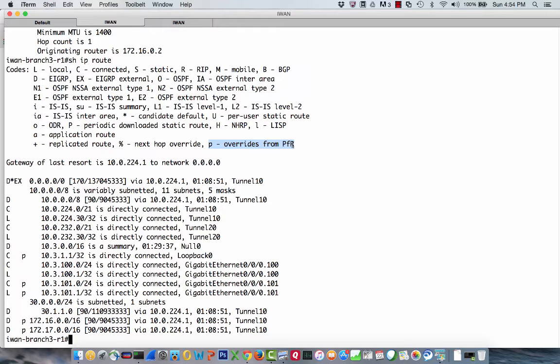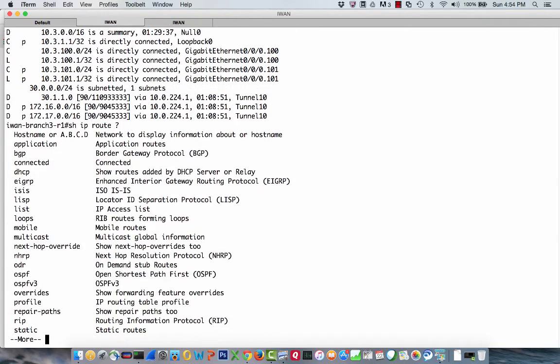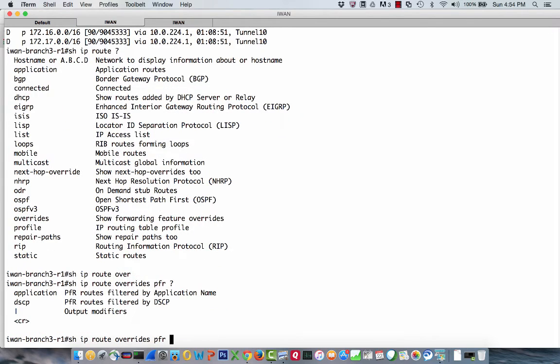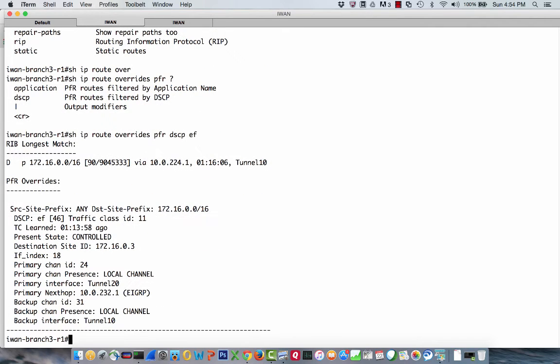So if we actually do a show IP route, and you can do an EIGRP or an OSPF, and now you can do an overrides PFR. And we can even do a DSCP EF, which is what my traffic is. And there you go, right here: show IP route overrides PFR DSCP EF. So show IP route, and you could have done an EIGRP or whatever. So this is just a new thing that you can go ahead and get even more granular with.